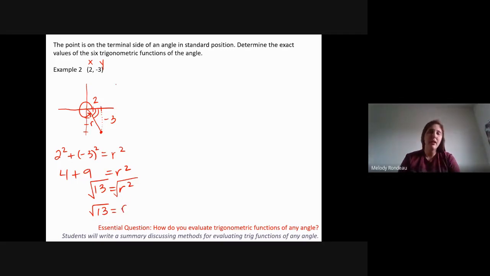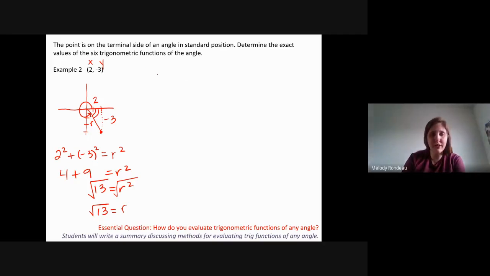When we do triangles on the graph like this, the radius will always be positive, always representing the distance from 0 to the point on the graph. And the distance is always going to be measured positively. The other numbers that we have, like the 2 and the -3, remember that negative comes from the location on the graph, not the distance. So just be careful with that. The radius will always be positive.